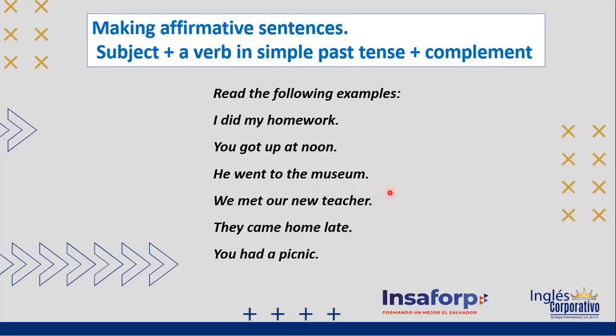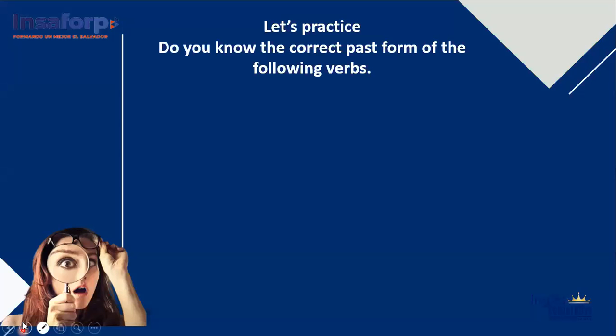What is the subject in this sentence? He. He is the subject, thank you. What is the verb in simple past? Went. Went. And the complement? To the museum. To the museum. Esa es la estructura que vamos a seguir. Do you have a question in this part? No question? Okay, thank you. Let's go to the next then.